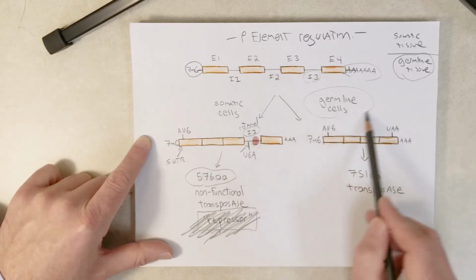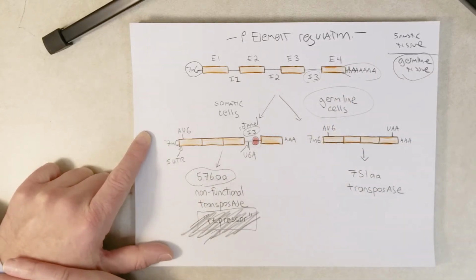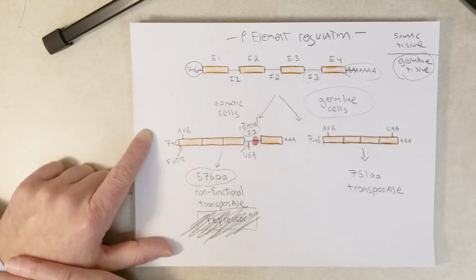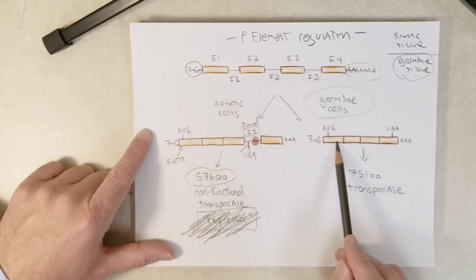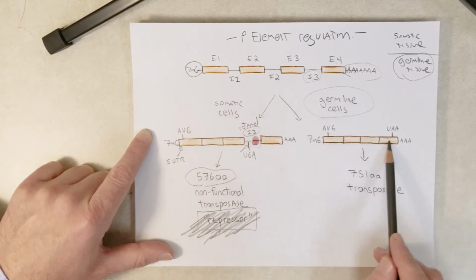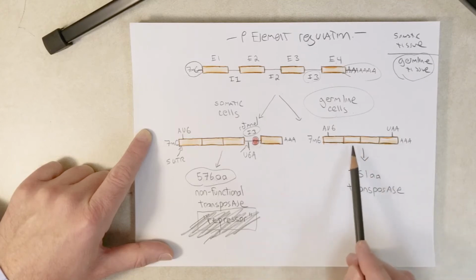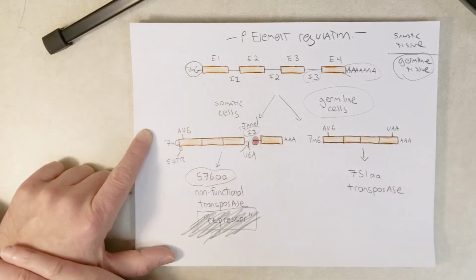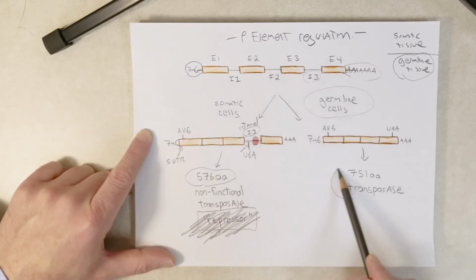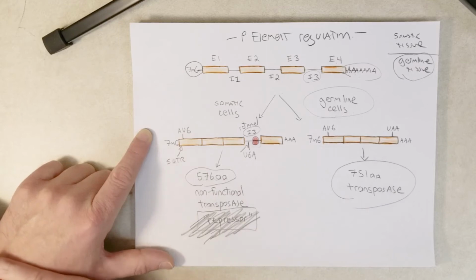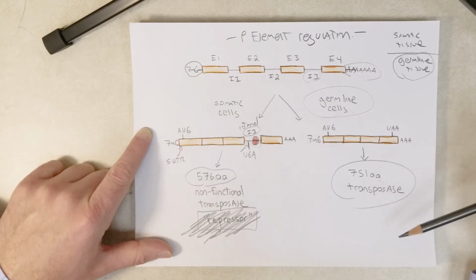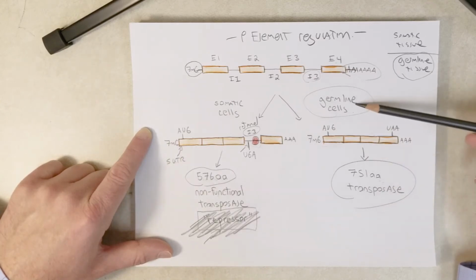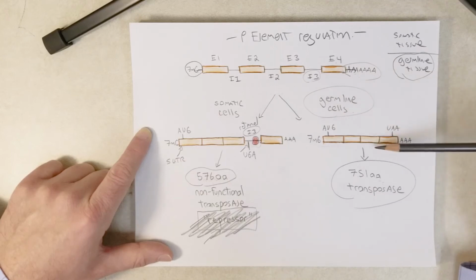However, in germline cells, so germline tissue, the tissue that's in charge of making sperm and eggs, gametes, all 3 introns are removed, and we get a P element messenger RNA that looks like this. And then when this is translated in the germline tissue, we get the full 751 amino acid transposase. So when the full transposase is in a germline cell, it can search for those P elements in the genome and move them to new locations.